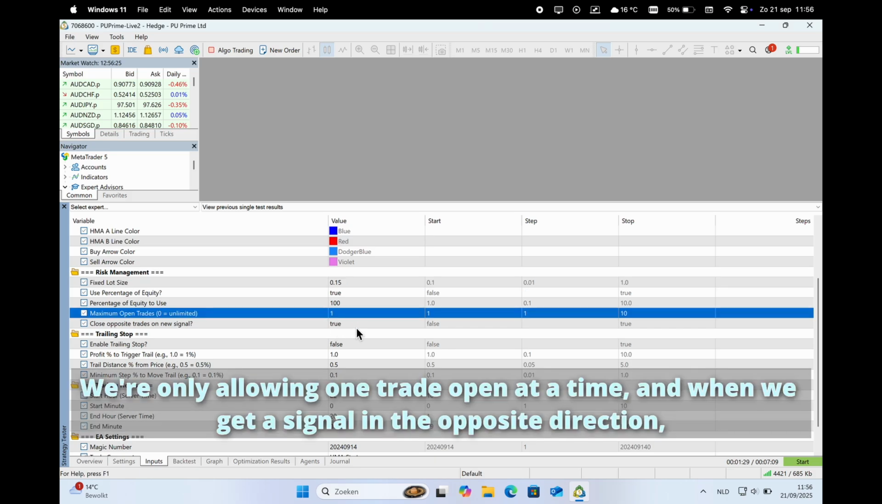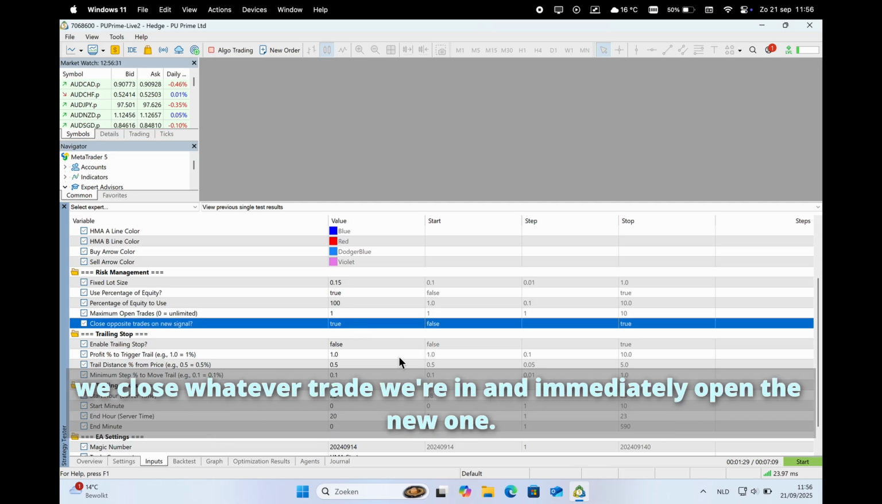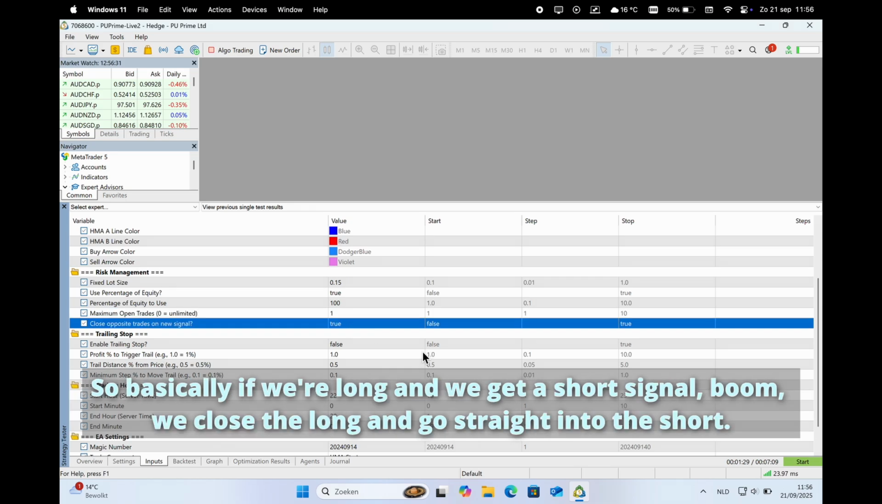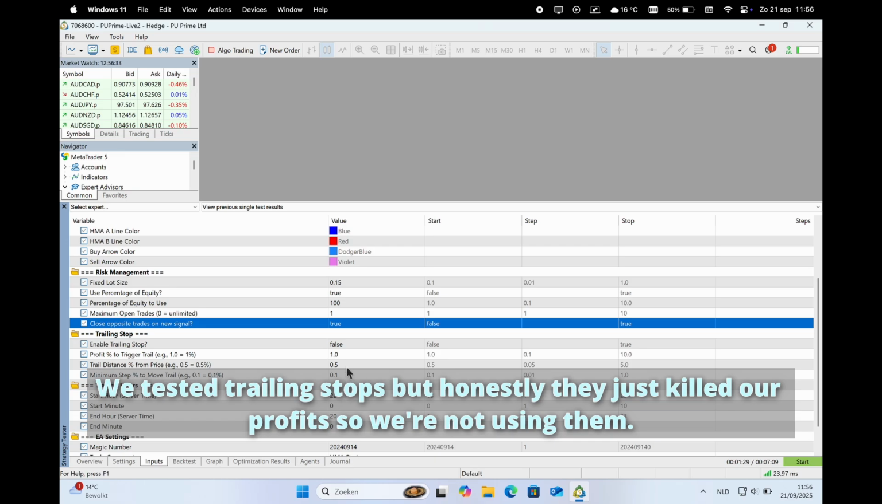We're only allowing one trade open at a time, and when we get a signal in the opposite direction, we close whatever trade we're in and immediately open the new one. So basically, if we're long and we get a short signal, we close the long and go straight into the short. We tested trailing stops, but honestly, they just killed our profits, so we're not using them.